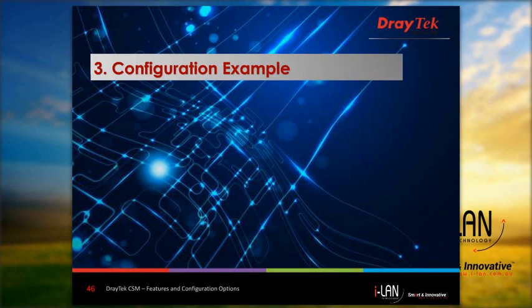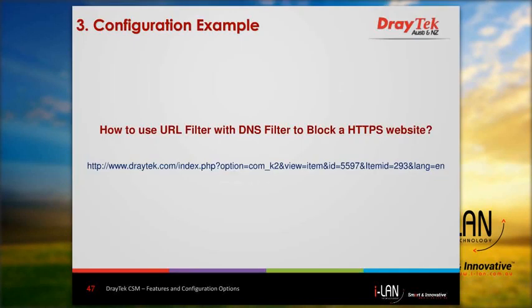So now I'll go over one example showing how to use CSM. In this example, I'll show you how to use the URL filter with the DNS filter to block an HTTPS website. For HTTPS websites, we can use the URL filter to block websites with certain keywords in the URL. But with HTTPS websites, the URL filter may not recognize them since the packets are encrypted. Therefore, we have to use the DNS filter.